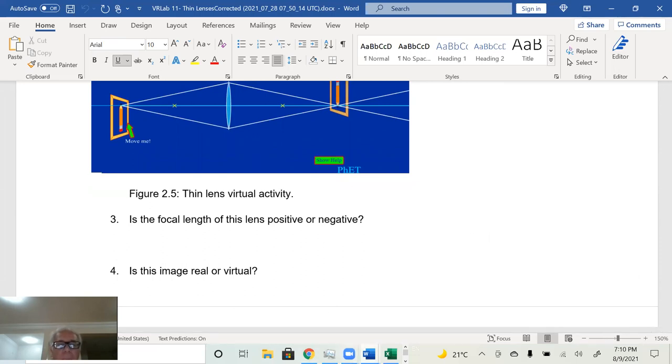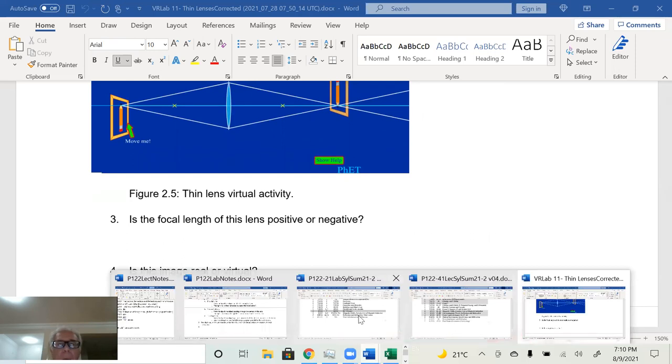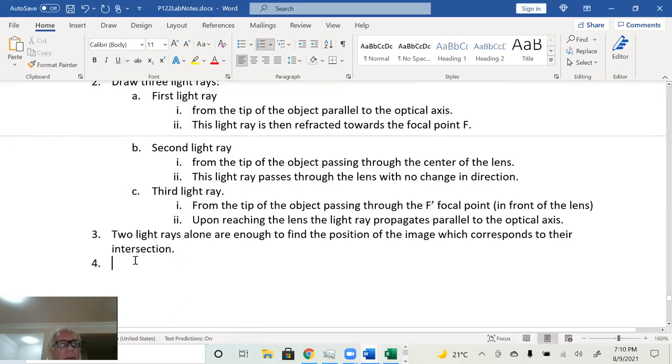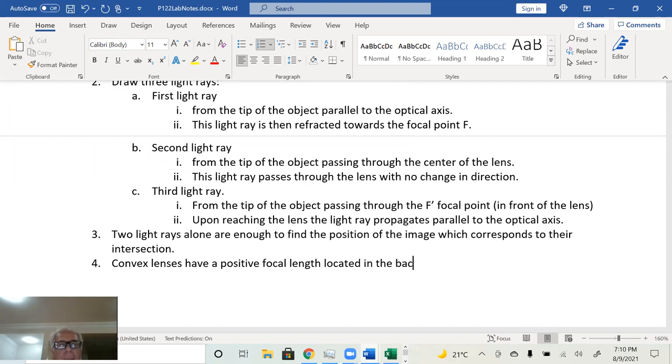Something else that you gotta know: positive focal length. Convex lenses have a positive focal length located at the back of the lens. Concave lenses have a negative focal length located in front of the lens.